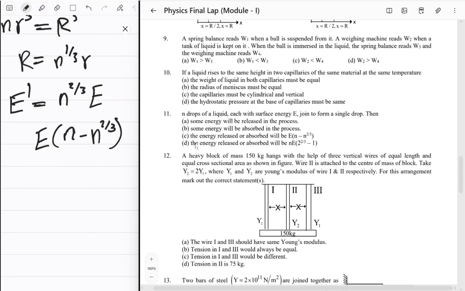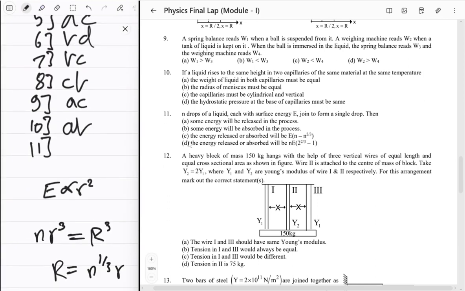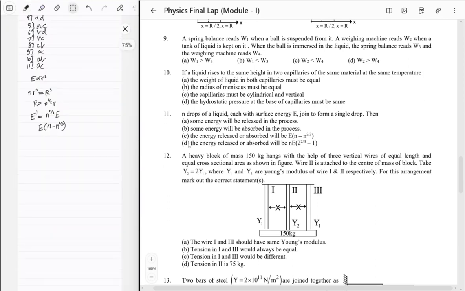और अब बताओ, release है कि absorbed है? पहले बड़ी थी, अब छोटी है, right? So of course energy release हुई. So A and C. Next question, 12th.